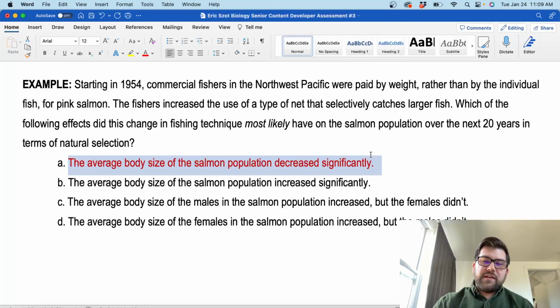And C and D here, they're actually getting into sexual trends, which isn't always necessarily the case in natural selection, but this is definitely going to come up more in our next lesson when we look at sexual selection and non-random mating.